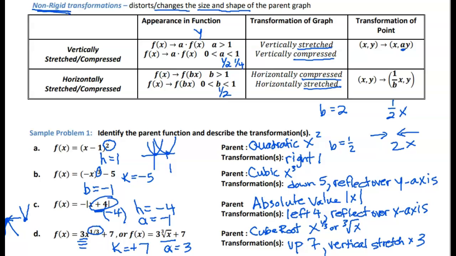Okay, and that's what you're going to be doing in the homework, is just locating those numbers. How did those numbers around our parent function affect it? And you're going to use your cheat sheet and answer those questions.